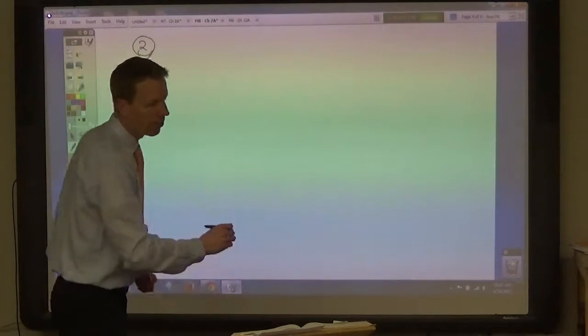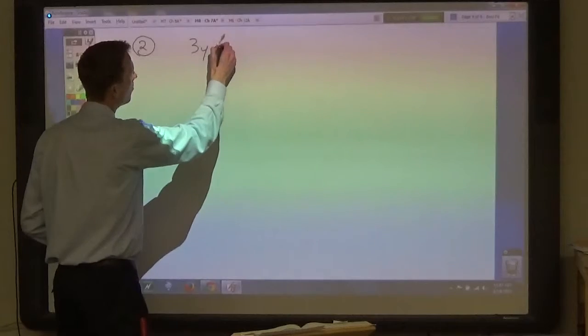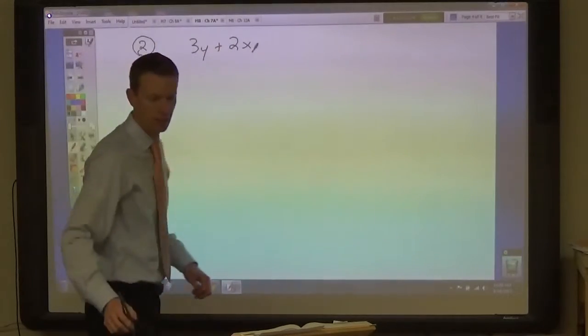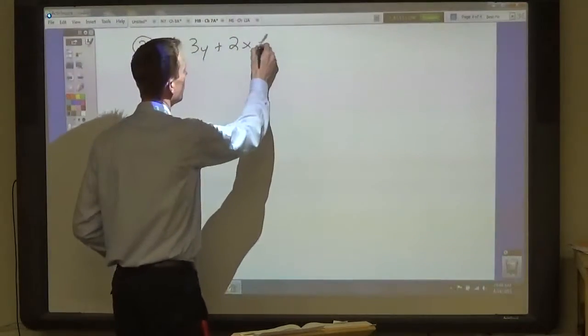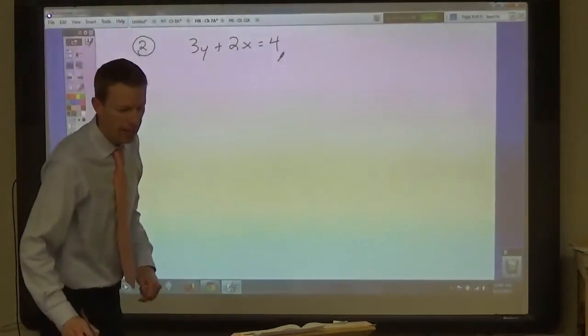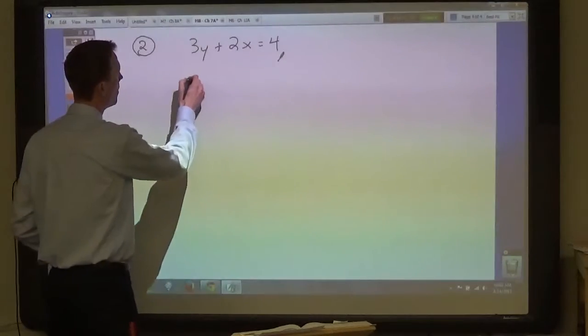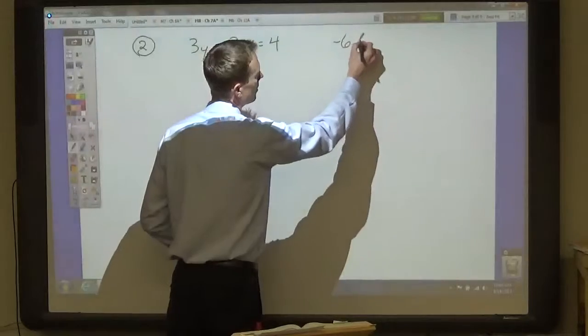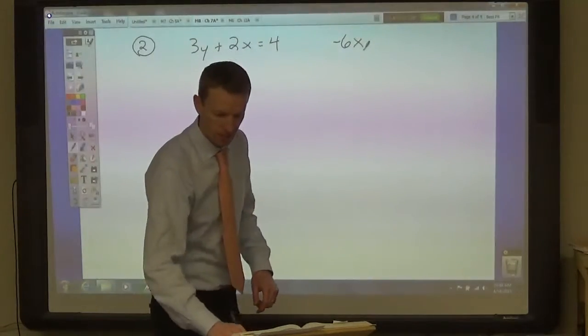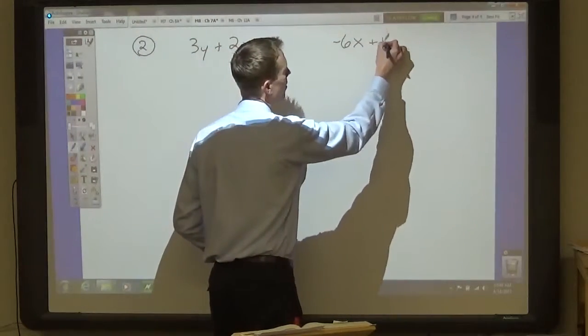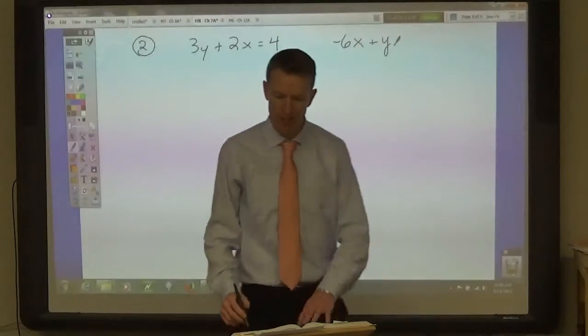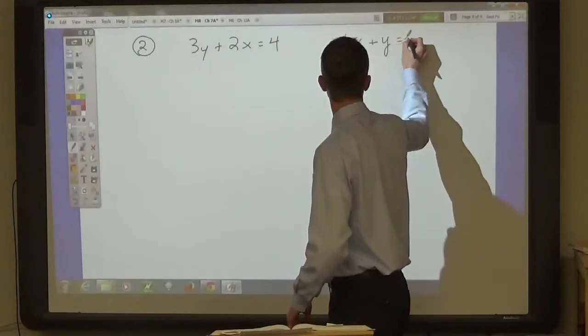So here's another set of equations. 3y plus 2x equals 4. And maybe use another piece of paper. Negative 6x plus y equals negative 7.